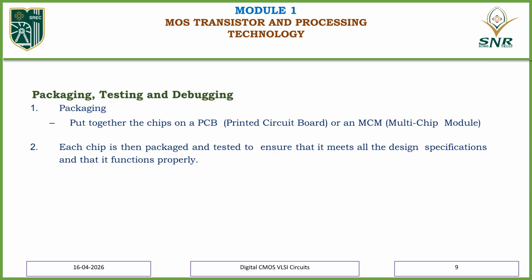After fabrication, individual chips are packaged to provide mechanical protection and electrical connections. Packaging involves mounting the chip onto a package and connecting it to external pins using wire bonding or flip chip techniques. The packaged chip is then placed on a printed circuit board or integrated into multi-chip modules. Each chip undergoes rigorous testing to verify functionality, timing, and reliability under different operating conditions. Any defects are identified and analyzed during debugging. This stage ensures that only fully functional and reliable chips are delivered for practical applications.